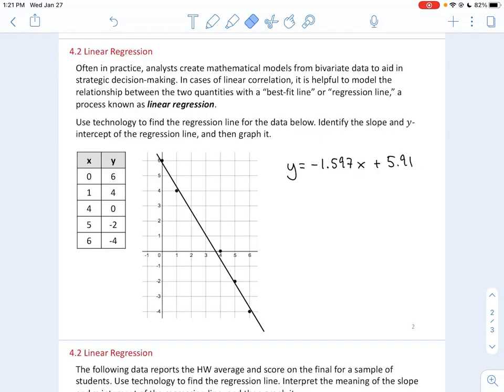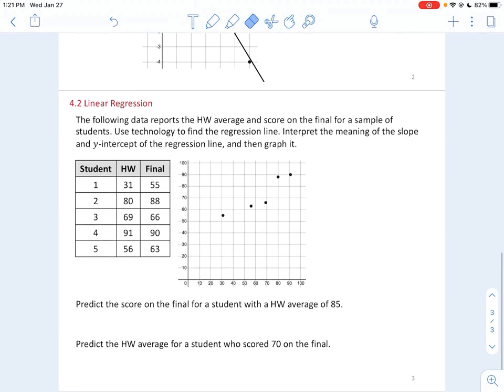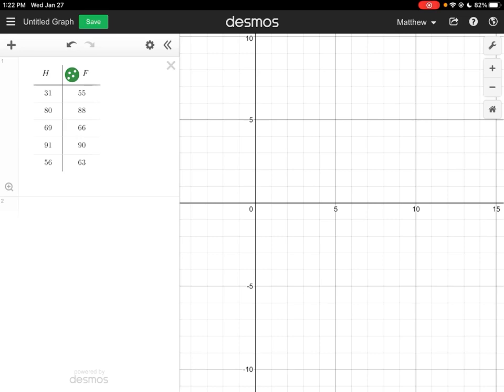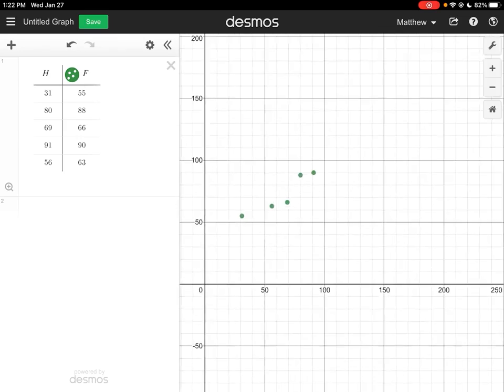Okay, I think we've done everything we're supposed to do for this particular example. The following data reports the homework average and score on the final for a sample of students. Use technology to find the regression line, interpret the meaning of the slope and y-intercept of the regression line, and then graph it. Okay, so there's 3 columns in this table. This is just showing you that each row corresponds to a different student. The bivariate data is right here. This is what we want to plot. Nothing is visible right now because all the data is off screen. So we got to zoom out a little bit till we can start to see some data.